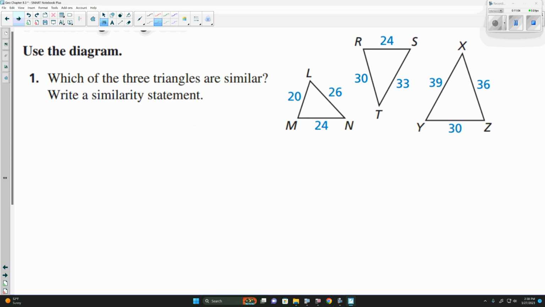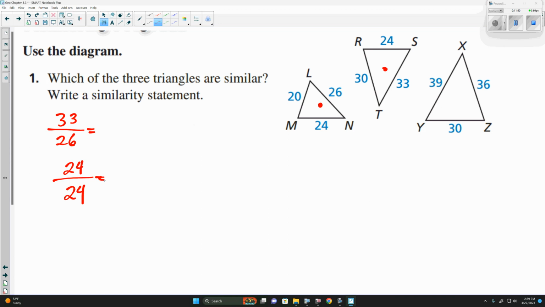All right, which of these triangles are similar? So do we know which one is going to be similar to the other two? Nope. So we just need to pick two and go from there. So which ones do we want to try first? RST and LMN. Okay. 33 over 26, because 33 is the biggest for RST, 26 is the biggest for LMN. What's our next ones? 24 for RST and 24 over 24, yes?